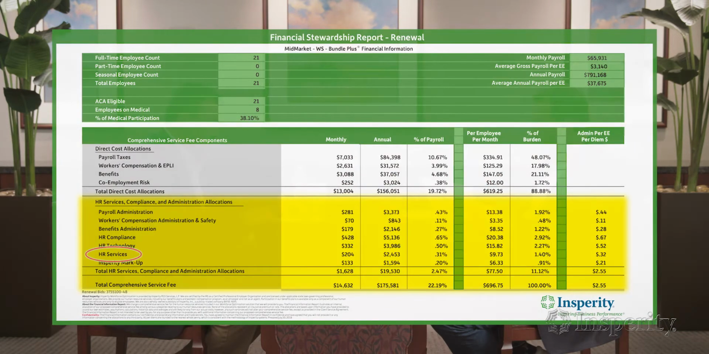So the next area of the administration portion that we're going to talk about is HR services. Of the $77.50 in total that we charge you, $9.73 a month is allocated to cover the costs associated with the HR services that we provide your company. This would include myself and also the service team that supports me in servicing your account.